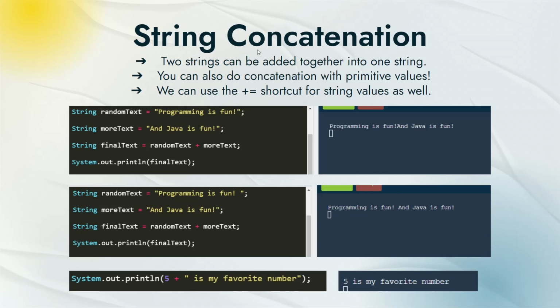And you can do concatenations with primitive values. So I did 5 plus a string, which results in this being outputted into the console, and I did all of this in just this one print statement. Last thing is, just like addition and subtraction, we can also use the plus equals shortcut for string values as well. So you can do concatenation with plus equals, like randomText plus equals "another more text", or randomText plus equals " is my favorite number".